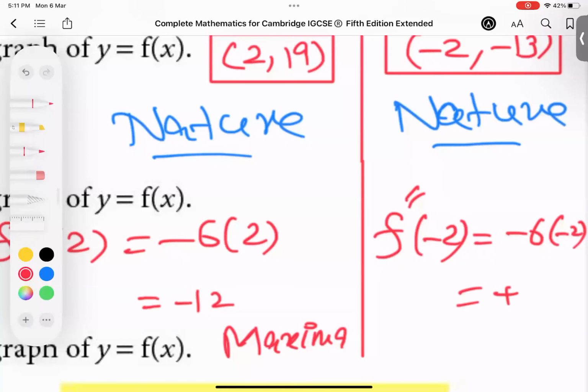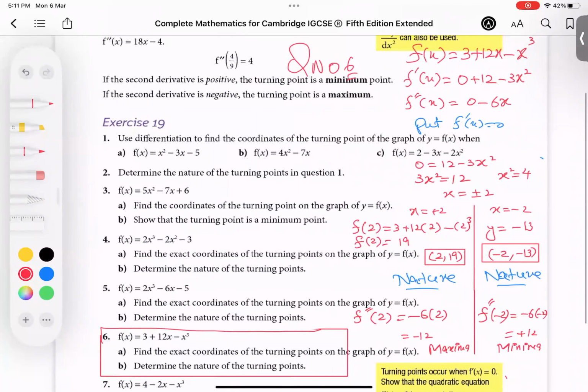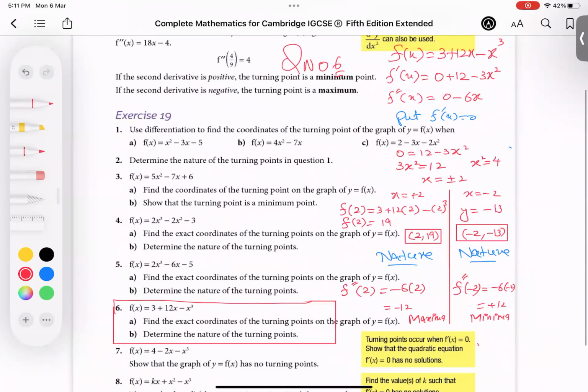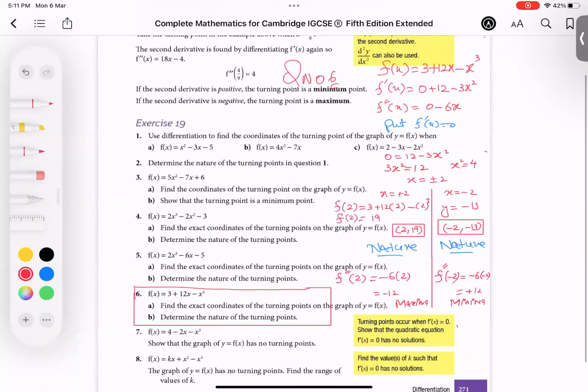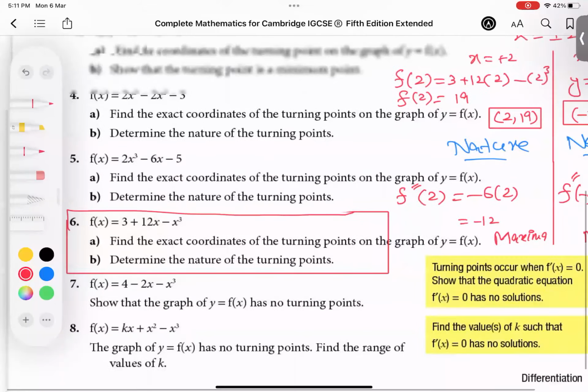Here I got a plus 12. This is called point of minima. So I hope the point is very, very clear. Alhamdulillah Rabbil Alameen. Question number 6 is also clear. What about the last question? Graph, no turning point, find the range of values of. Leave it. This kind of question is not in our syllabus.